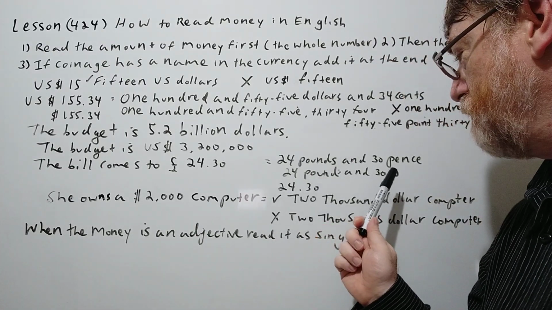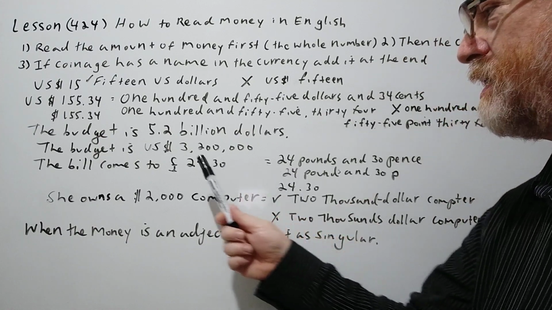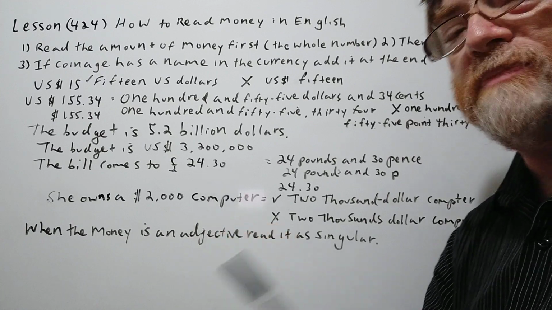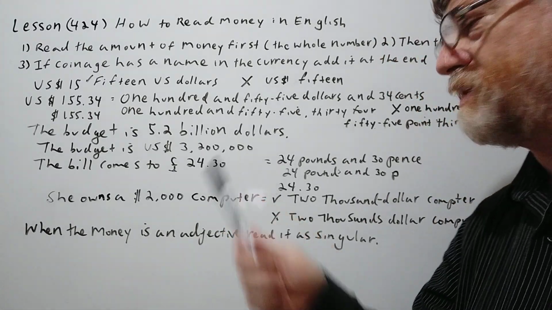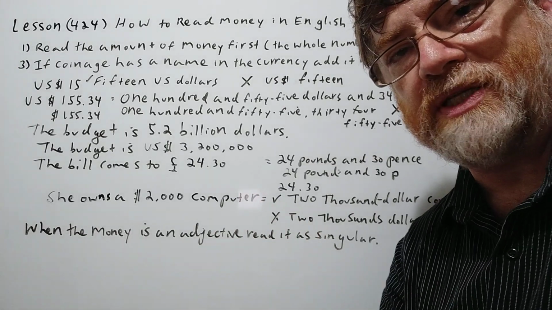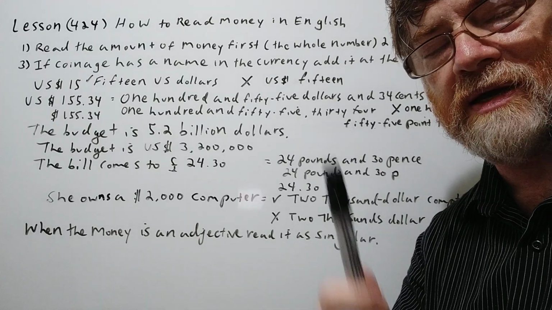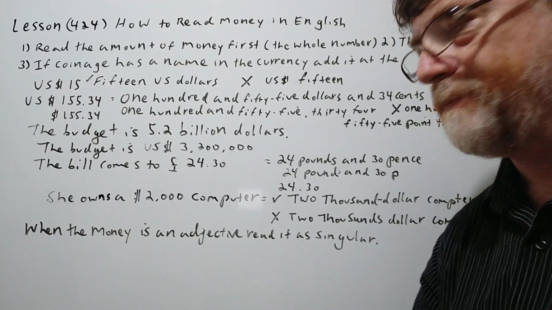The British sometimes will use the word p instead of pence. So they could say, 24 pounds and 30p instead of pence. They do sometimes say that. And they do the same thing that Americans do. Like if you were there in Britain, you say how much, they just might say 24.30, meaning, and it's assumed you understand this, 24 pounds and 30 pence.